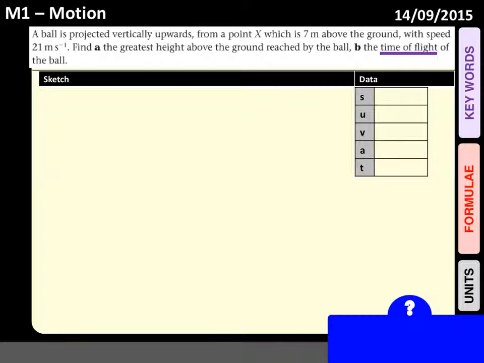Right, so in this question I'm told that I've got a ball and it's projected vertically upwards. Now as soon as I know it's projected vertically upwards, I'm immediately going to start thinking that gravity is involved. So on my diagram I'm going to draw gravity acting down, g equals 9.8 meters per second squared. That's definitely going to be involved here. Okay, now it's projected from a point X, which is 7 meters above the ground. So we ought to draw on our ground level and then our 7 meter level as well, marking that dimension on as 7 meters.